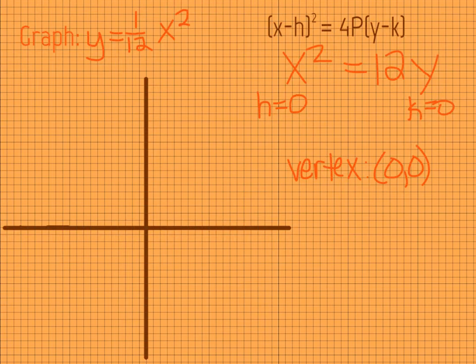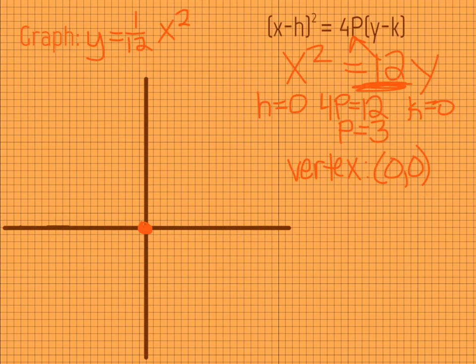So I'm going to put that on the graph right there. There's my vertex at (0, 0). All right, then the 12, this number right here, that is the 4p. So if 4p equals 12, then p has to be 12 divided by 4, which is 3. p is 3. All right, so we know x is squared. That means it's a regular vertical up or down parabola. And that means our p is 3 units.